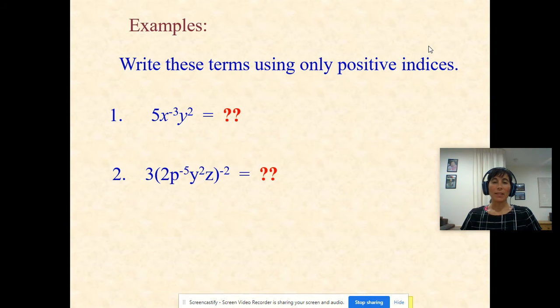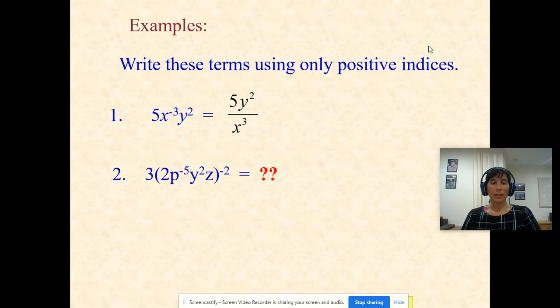Examples. Write these terms using only positive indices. Number 1, 5 x to the power of negative 3, y cubed, y squared. So in that situation, because we've got a negative 3 power for x, that is what we'd place on the bottom line. So the answer would be 5y squared over x cubed.